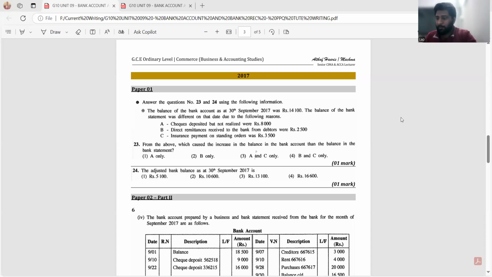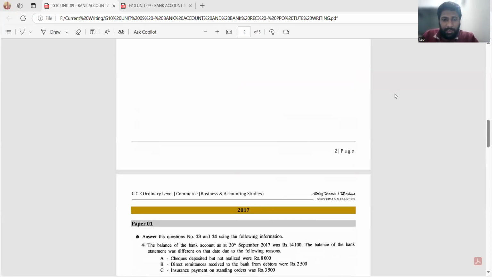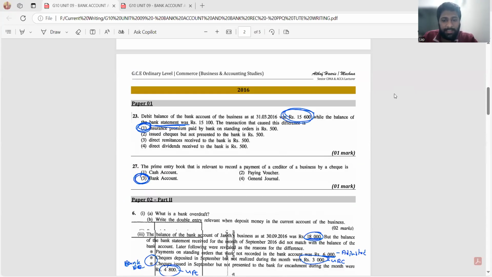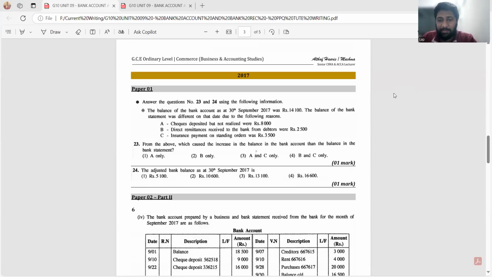So let's get into today's part. In our first class, we completed unit number 8. Then we started unit number 9. In unit number 9, we completed up to the 2016 paper. Yes, we did the 2016 paper.